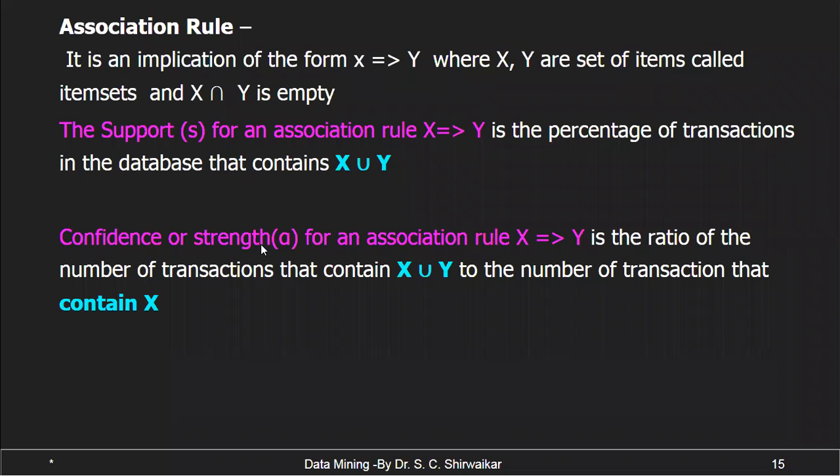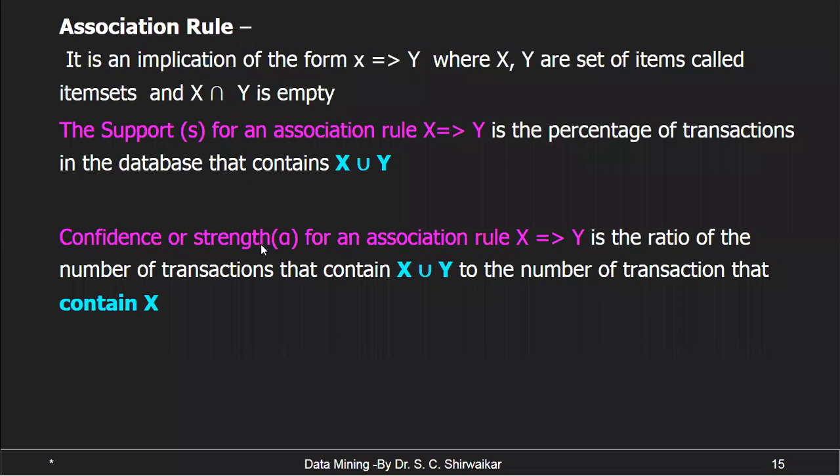What is the meaning of support and what is the meaning of confidence? Support means the percent of transactions in the database that contain X union Y. This tells about the usefulness and certainty of rules. Again I'm revising: suppose I say 5% support, it means 5% of transactions in the database follow the rules.